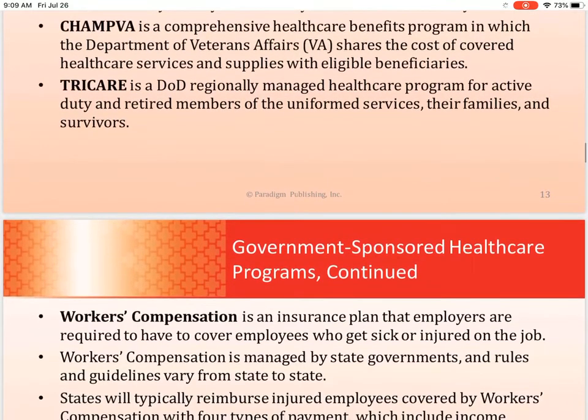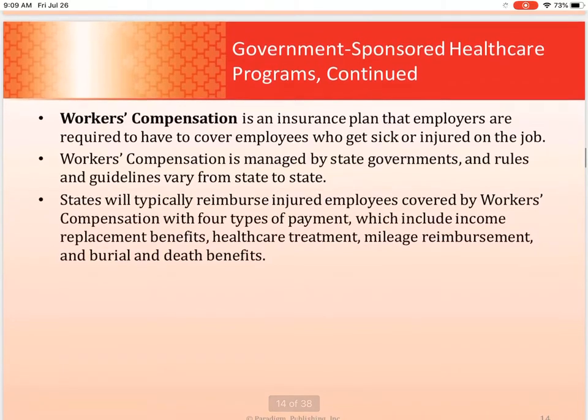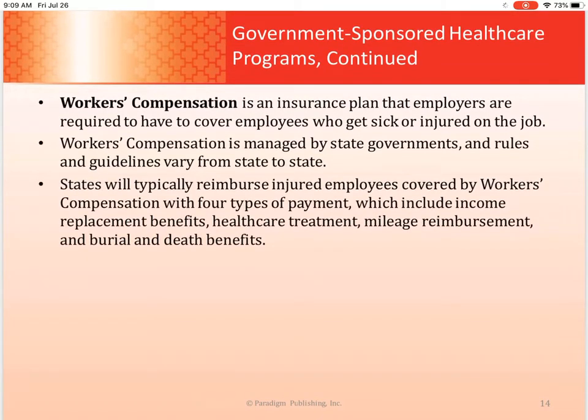All right, moving on to our next government-sponsored healthcare program, which is going to be workers' compensation. Workers' compensation is an insurance plan that employers are required to have to cover employees who get sick or injured on the job. Workers' compensation is managed by state governments, and rules and guidelines vary state to state.